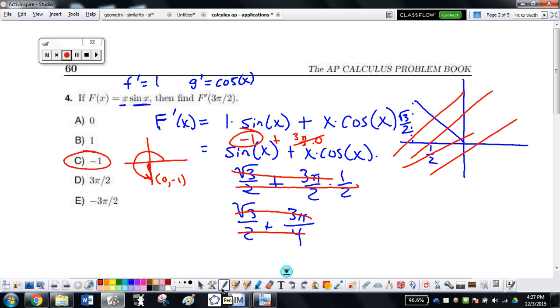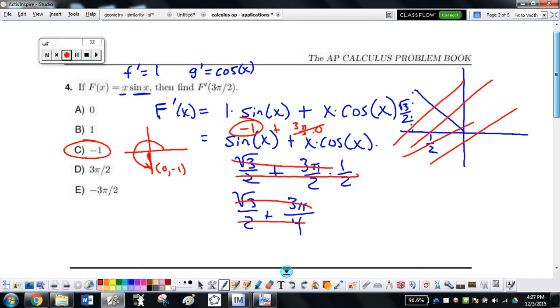Take the derivative. Sine of 3 pi over 2 is -1 plus 3 pi over 2 times cosine, which is 0. Right? And that should be that. We good? Yeah, I got -1. Okay.